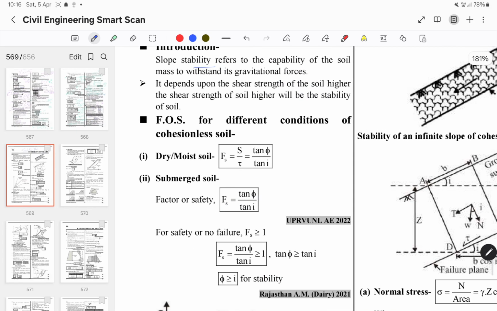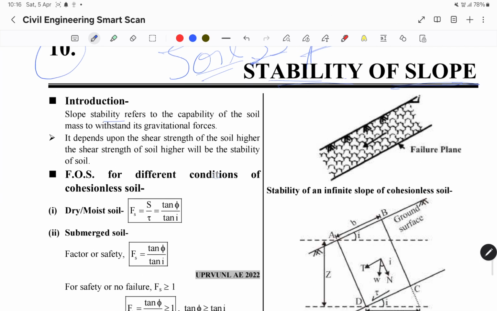Slope stability refers to the capacity of the soil mass to withstand its gravitational forces. It depends upon the shear strength of the soil. Higher the shear strength of the soil, higher will be the stability of soil.